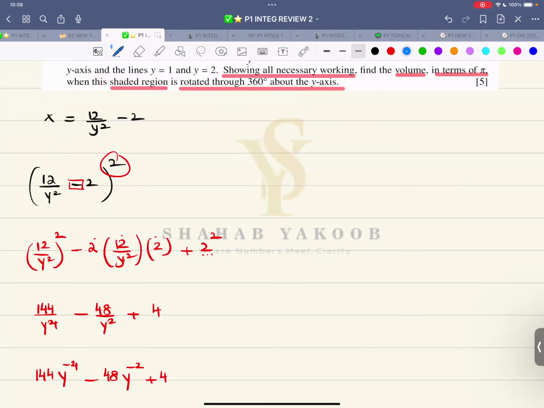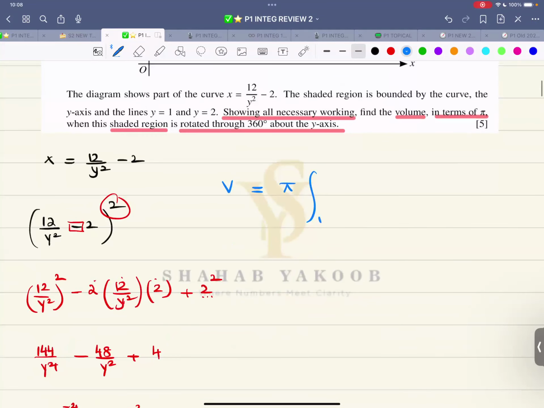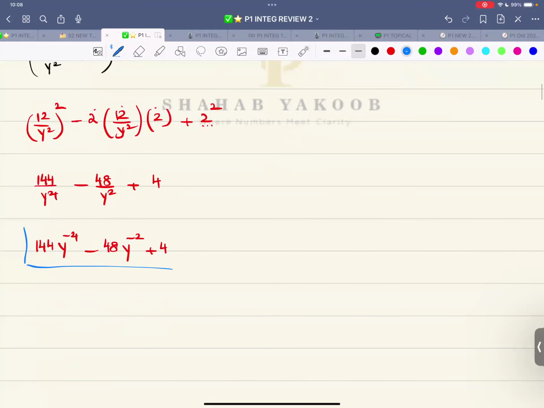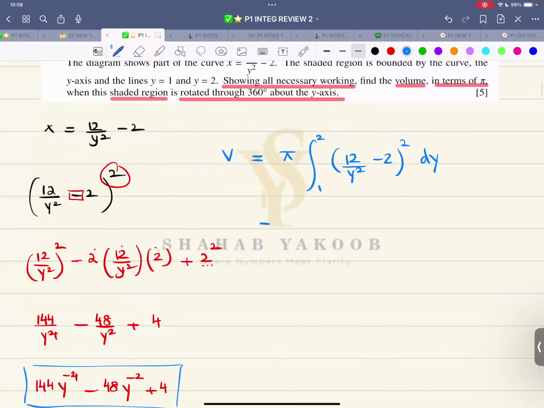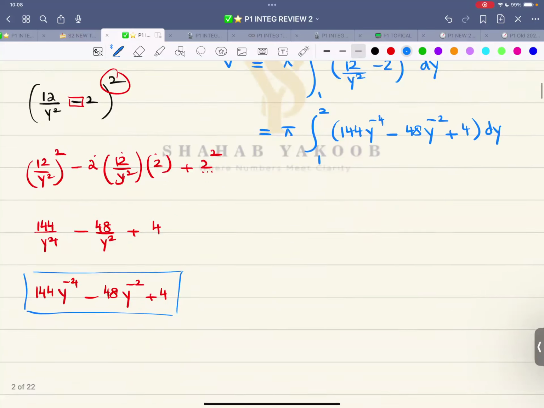Now, for volume of revolution, I'll write volume is pi. What are the limits? The limits are on the y-axis, which is 1 and 2. So this is 1, this is 2. This is the function in terms of y, which is 12 over y squared minus 2 whole squared dy. The squaring and the simplification is already done on the sidelines. So that is pi. This is 1 till 2. This is 144 y raised to the power of negative 4. This is 48 y raised to the power of negative 2. And this is plus 4 dy. So the squaring is already done.